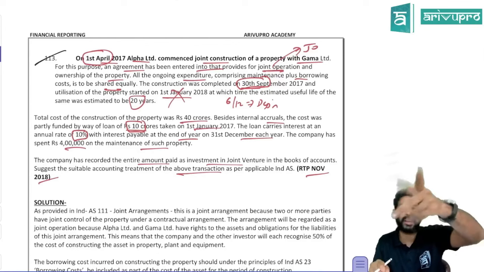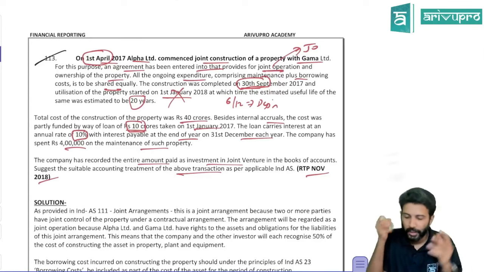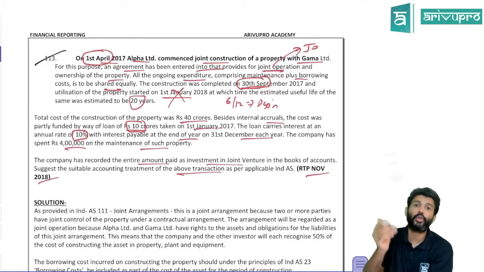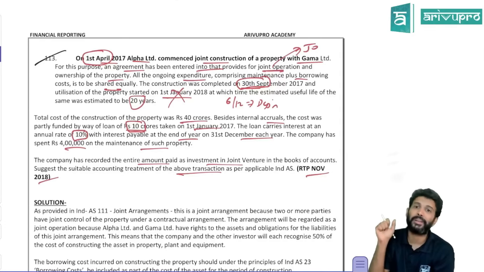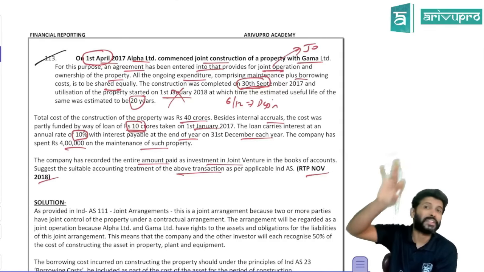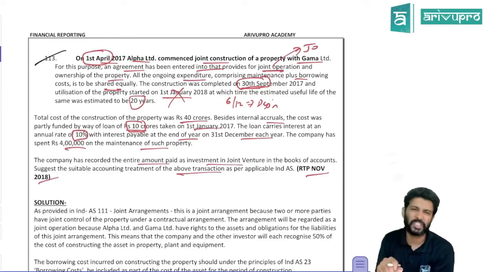Investment in joint venture will be recorded as per the equity method. But this is a joint operation. That means you have to do proportionate consolidation. Your share of assets, your share of liability, your share of expense, your share of income, that you need to record, not the investment.